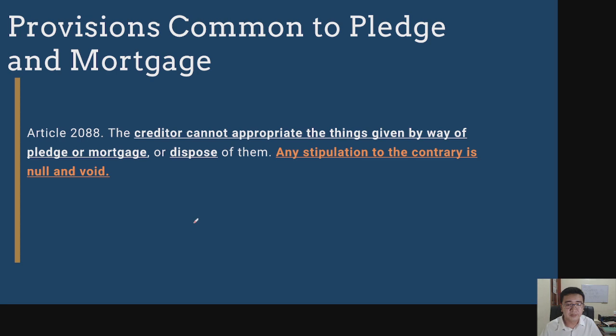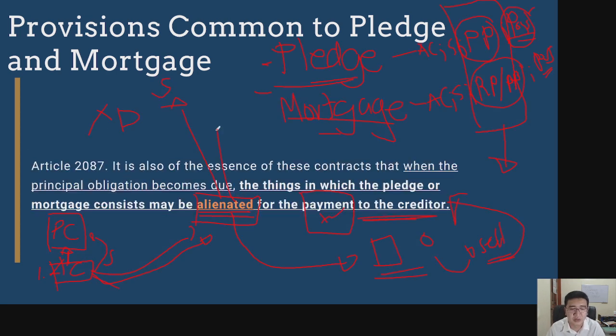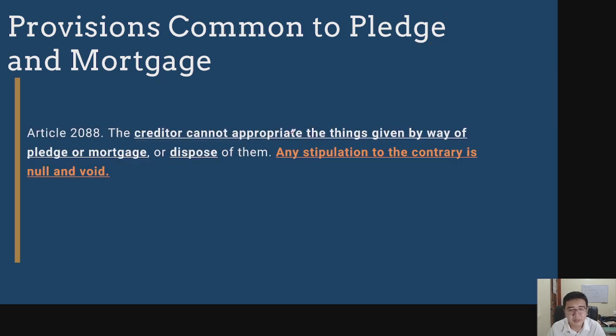The creditor cannot appropriate the things given by way of pledge or mortgage or dispose of them. Okay? Any stipulation to the contrary is null and void. Attorney, sabi mo, pwedeng i-alienate, pwedeng i-dispose. Yes, pwede. Okay? Pero hindi pwede na i-appropriate ni creditor sa kanya. Okay? When we say appropriate, yung gamit, imbes na ibebenta, sa kanya na lang. Let's say for example, it's a mortgage, instead of selling the land, akin na lang yung lupa. No, hindi pwede yun, di ba?